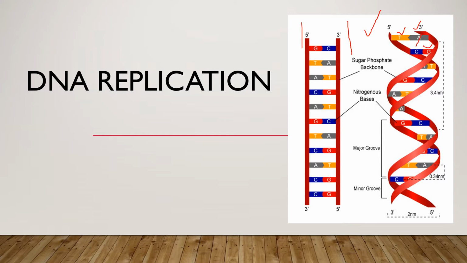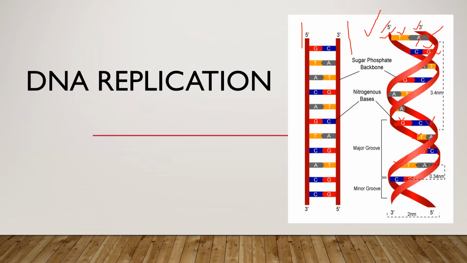Both the strands are complementary to each other. In the sense, wherever adenine is present, in the opposite strand, the thymine will be present. And wherever the guanine is present, in the opposite strand, the cytosine will be present. That means the adenine will always pair up with thymine and cytosine will always pair up with guanine here.